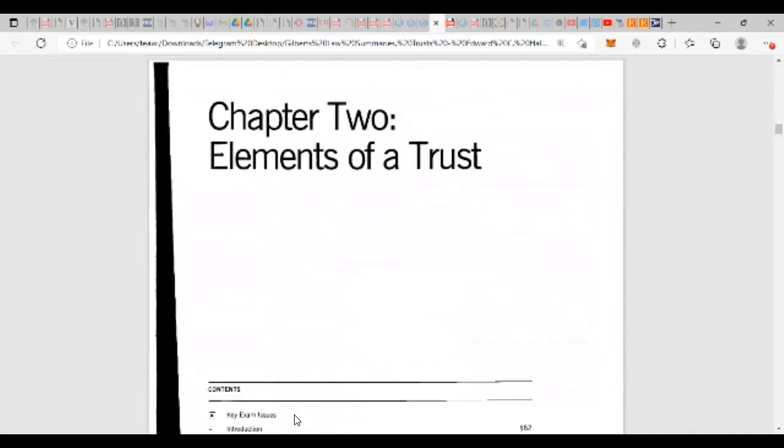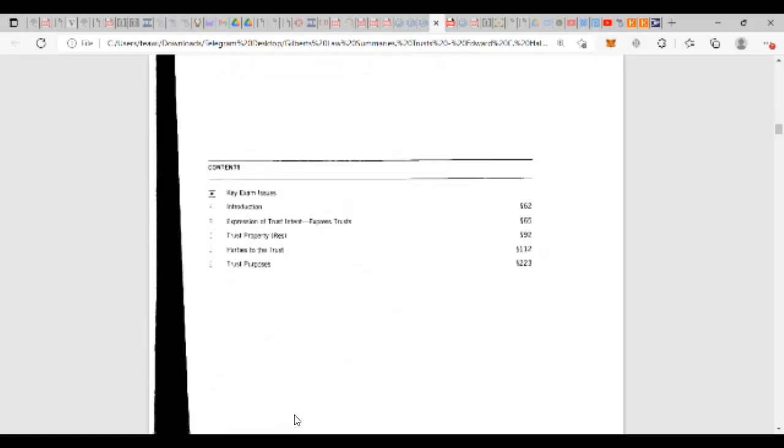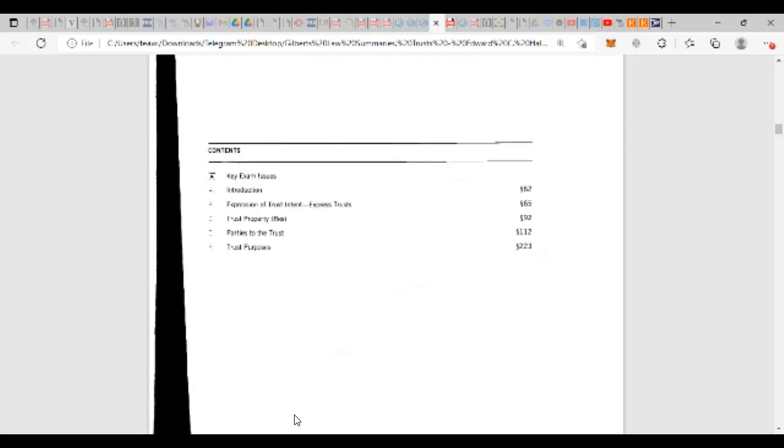I hope you've been able to go back and review the first 2 recordings, which cover the beginning up to chapter 1, going over a lot of amazing, great things. So today we're going to go over expression of trust intent, express trust and how to express the trust, or what is express trust. We're also going to talk about trust property or trust res. We're going to talk about parties to the trust, and we're also going to talk about trust purposes. Okay.